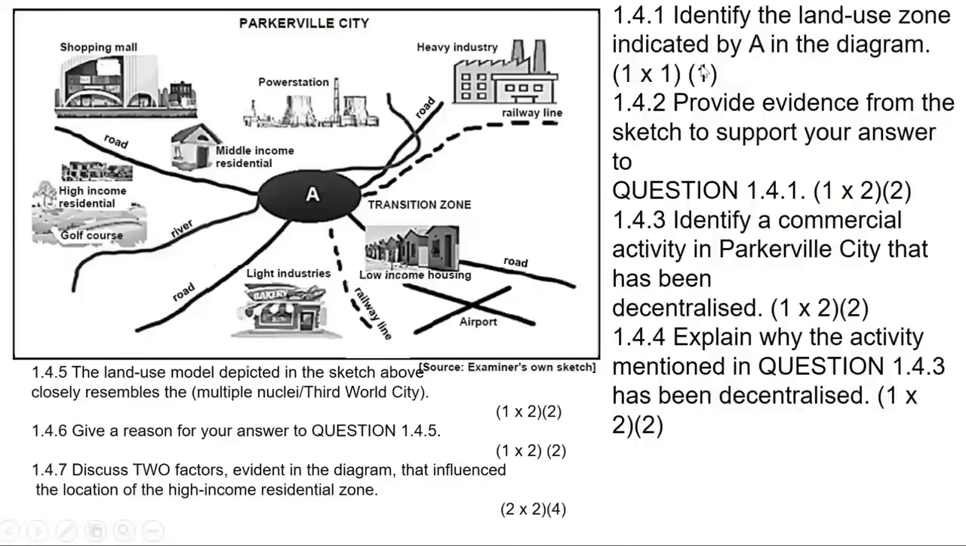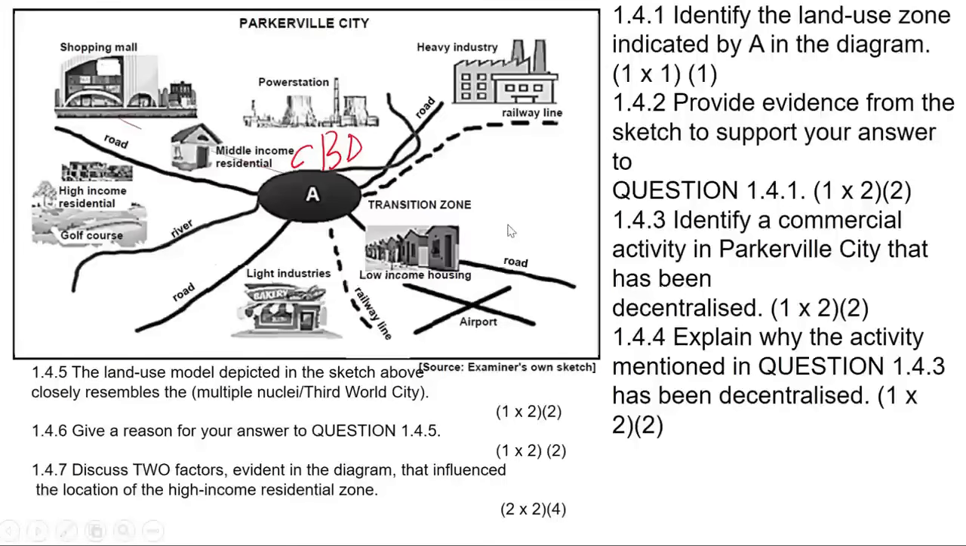Identify the land use zone indicated by A here. This will be your central business district. Provide evidence from the sketch to support that this is a central business district. In characteristics, we say the CBD is the most accessible. So what is the evidence here? This is because it is the most accessible. Many roads or transport routes are converging in the CBD.